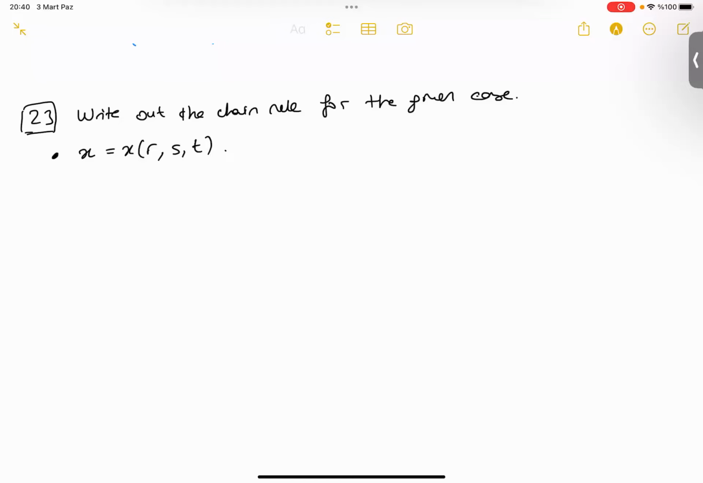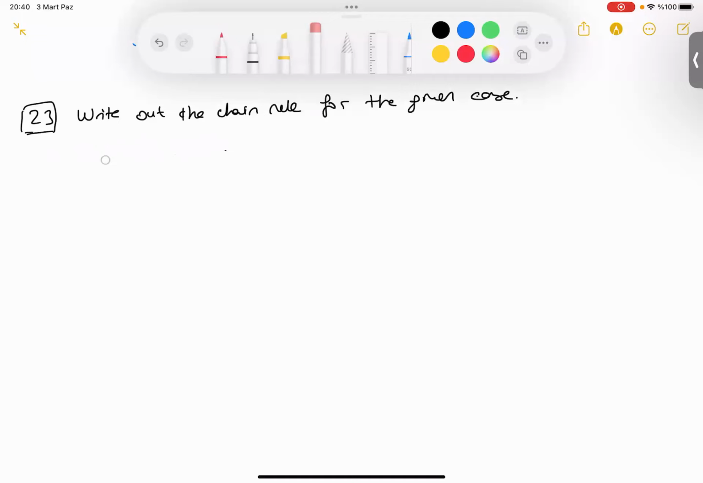Sorry, I wrote the question wrong. Now I get it. We have 3 functions. The first one is dependent on x and y. So the first one is u, which is f of x, y. Then x. x is dependent on r, s, and t. And the last one, y. And it's dependent on r, s, and t again.